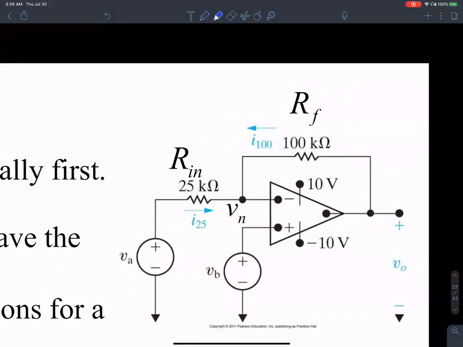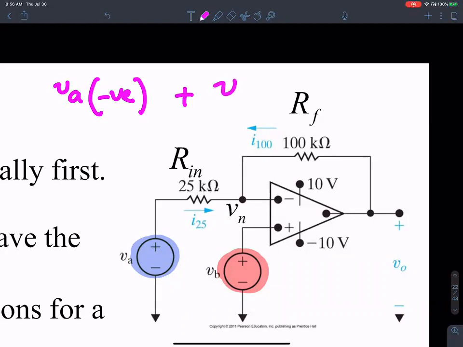Okay, so it should act as an inverting amplifier from this to this input, and it should act as a non-inverting amplifier to this input. So what you should expect to see probably is VA is multiplied by the gain of this guy, the negative gain, and VB is multiplied by some positive gain. Because VB is tied to the positive input terminal, it should be amplified by a positive gain, and VA should be multiplied by a negative gain.